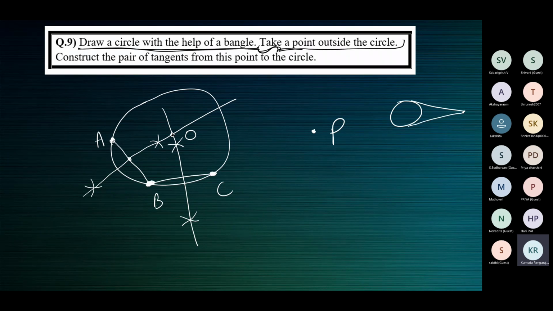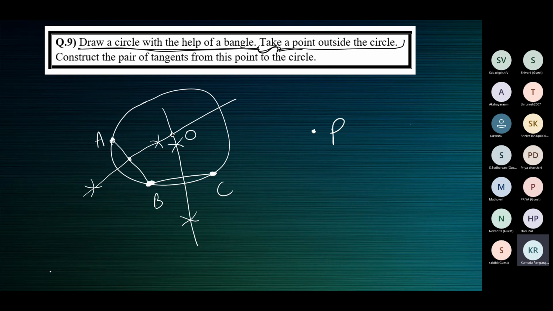You must draw these 2. Meaning you must construct these 2 tangents from this point P, which lies outside the circle. This is the circle with center O. From this external point P, we need to draw the 2 tangents to the circle. We'll also understand why this construction works.